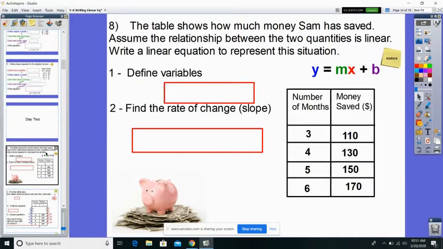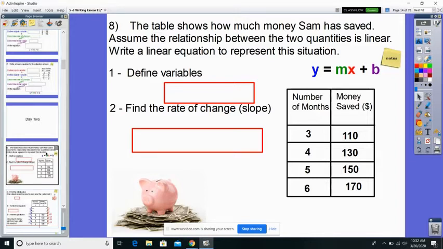Okay, and we looked at this one on Friday if you were here. If not, we're going to look at these together right now. Question number 8 says, the table shows how much money Sam has saved. Assume the relationship between the two quantities is linear. Write a linear equation to represent this situation.